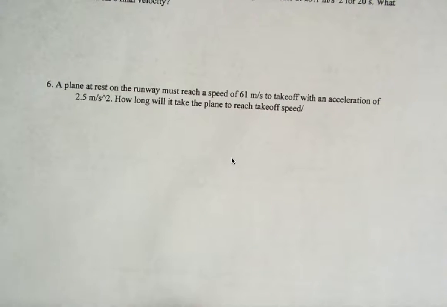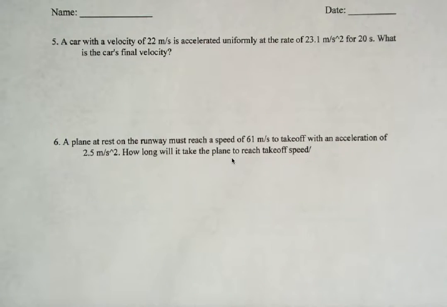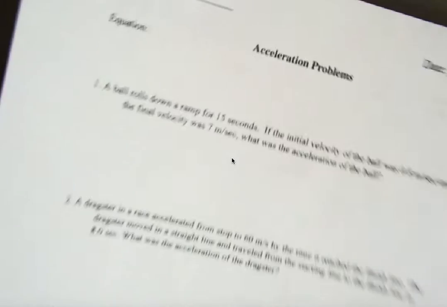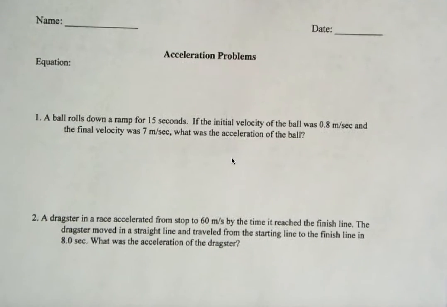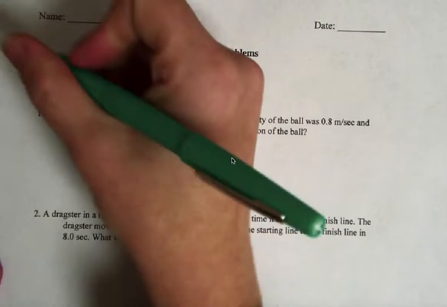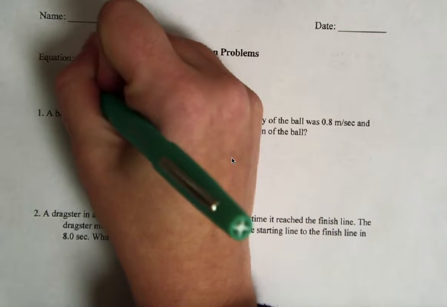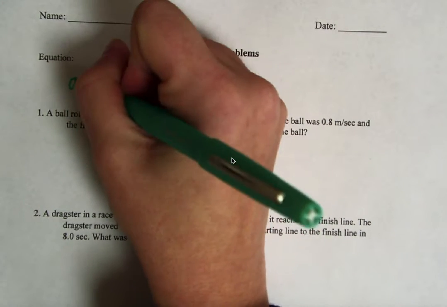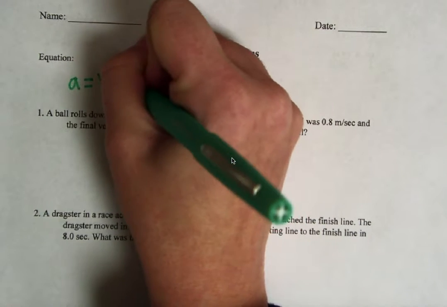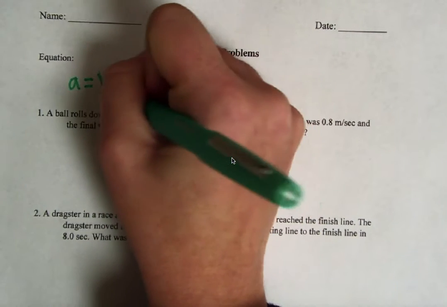Alright, so I want to take a look at problems 5 and 6 on the acceleration problems. Just to review really quick about acceleration and the equation we use to solve it. If you remember, we represent acceleration with a lowercase a, and that equation is equal to delta v over t, or our final velocity minus our initial velocity divided by time.